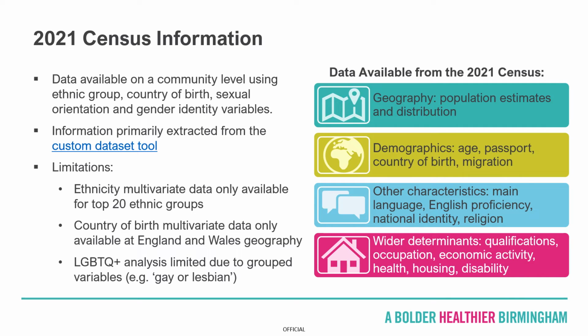Also, if we looked at communities that were predominantly recent migrants, that country of birth data for multivariate analysis, so combining country of birth with highest level of qualification, for example, is typically only available at England and Wales geography. An analysis of some of our LGBTQ+ communities was limited due to different variables being grouped together. For example, gay and lesbian did not have separate categories and were presented under the same grouping.